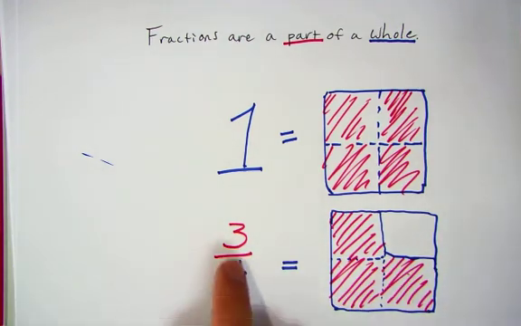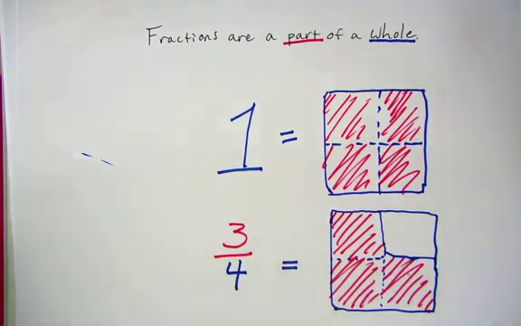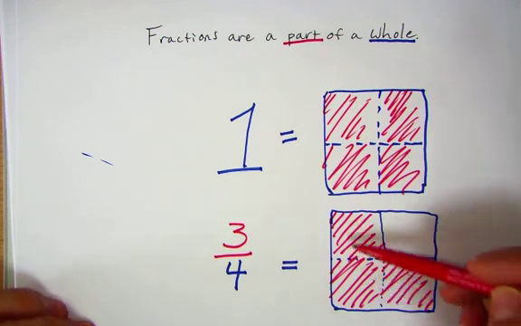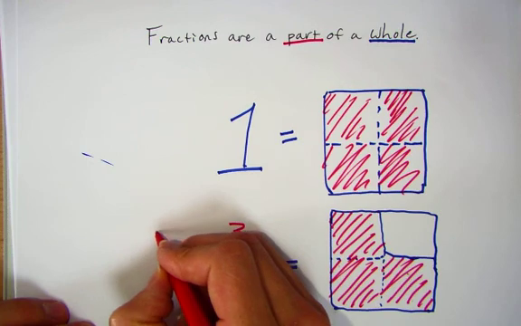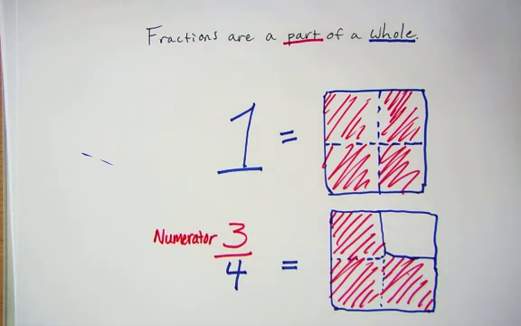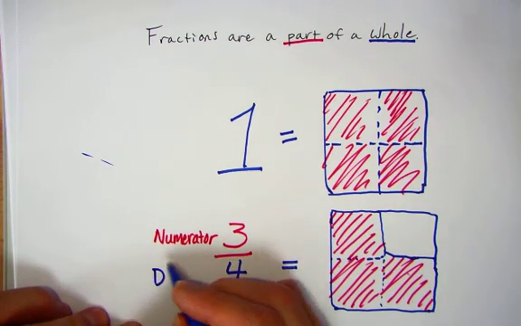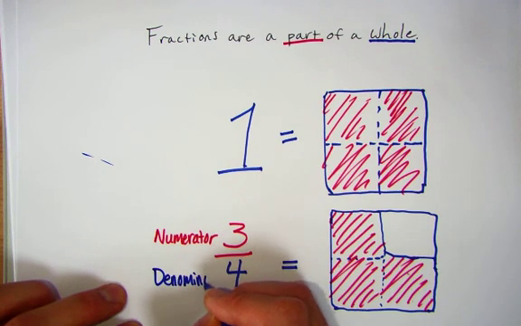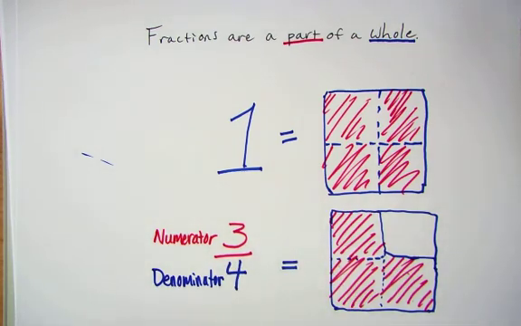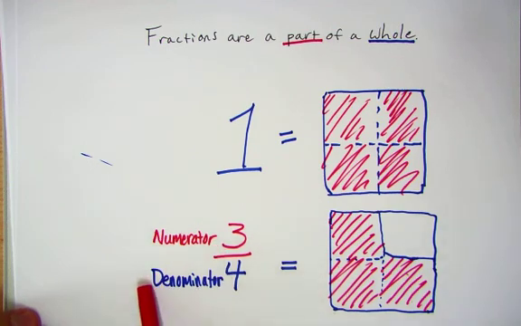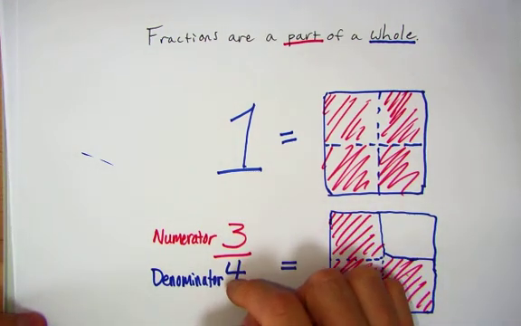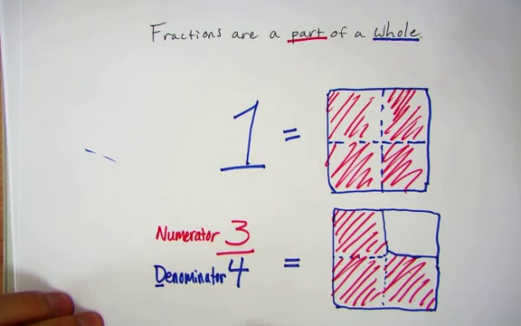Now, people have actually named these top and bottom numbers of a fraction. The top number that represents the parts that you are considering in a fraction is called the numerator. Numerator. And the bottom part is actually called a denominator. Denominator. You guys should try to say that with me. Numerator, denominator.